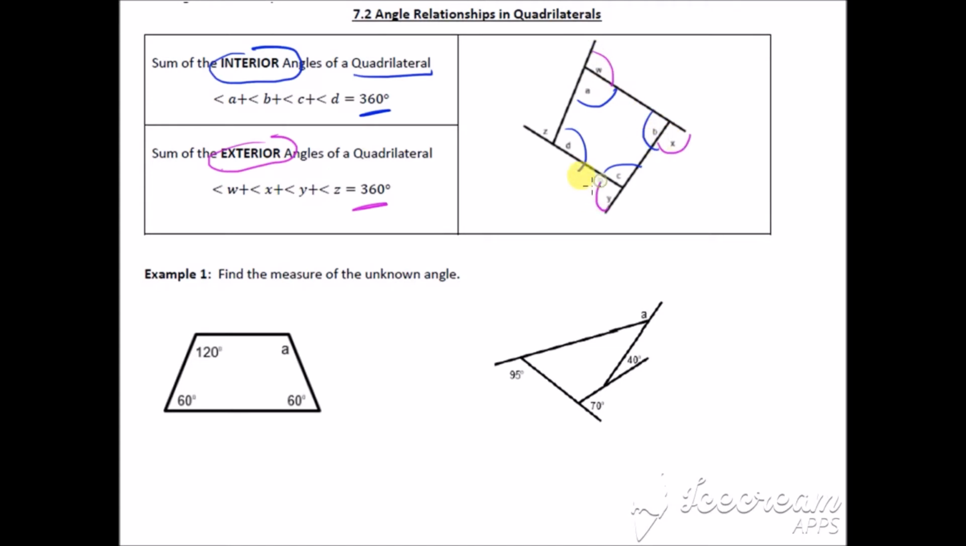W, X, Y, Z. So just as a review, exterior angles, you just extend the lines that make the four sides of the quadrilateral, and it would be the one on the outside, the angle on the outside. Okay, so example 1, find the measure of the unknown angle.